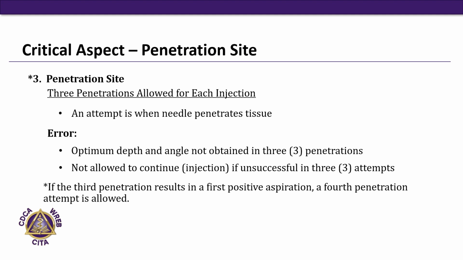However, you should inform the examiners prior to withdrawing the needle. On each subsequent attempt, the examiner will remind you of your attempted number. If unsuccessful in 3 separate penetration attempts, you will not be permitted to complete the injection. If the 3rd penetration attempt results in a first positive aspiration, a 4th penetration is permitted.